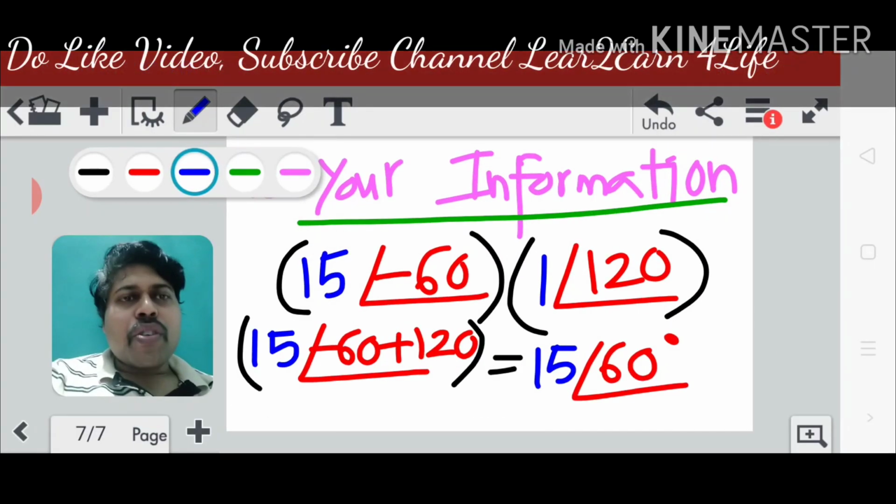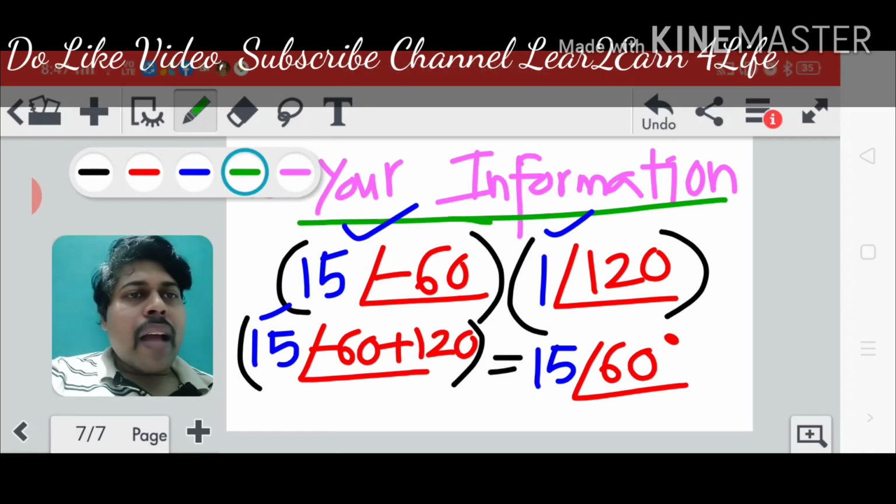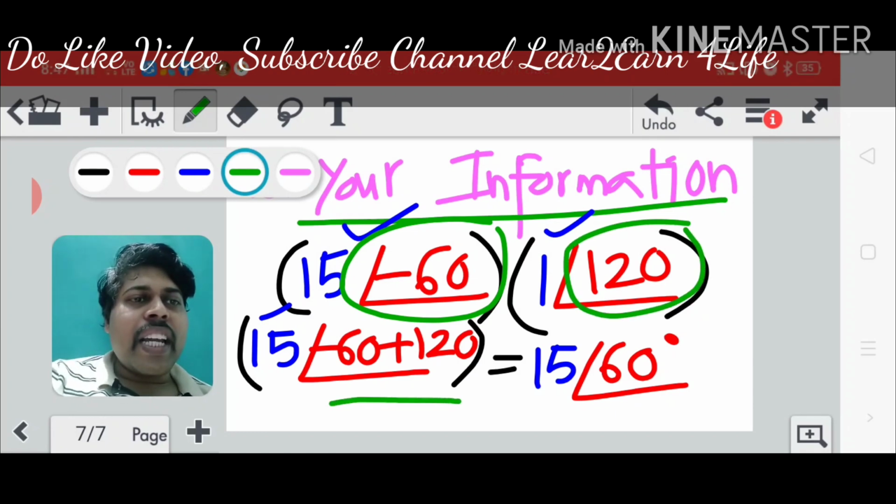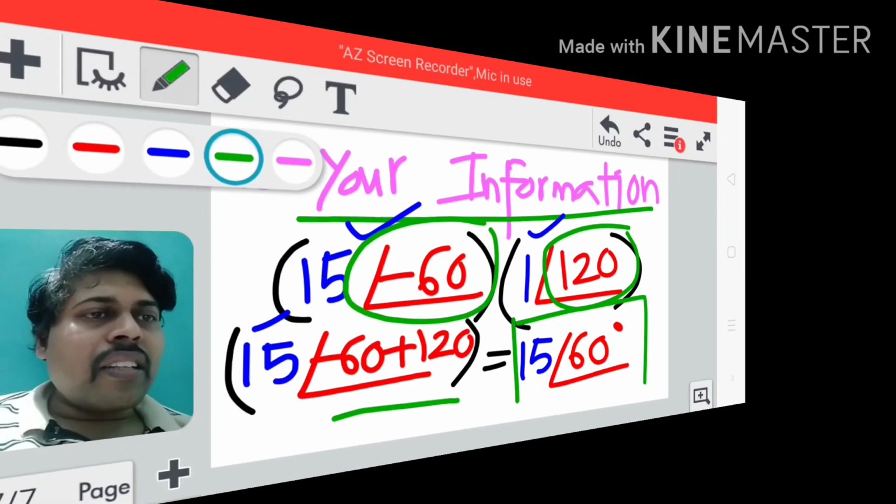For your information, please always remember that whenever you multiply two polar form complex numbers, you need to multiply the magnitudes with each other, that is 15 into 1 is 15, and then you need to add the angles, minus 60 plus 120 degree. So finally I will get the answer as 15 at an angle 60 degree.